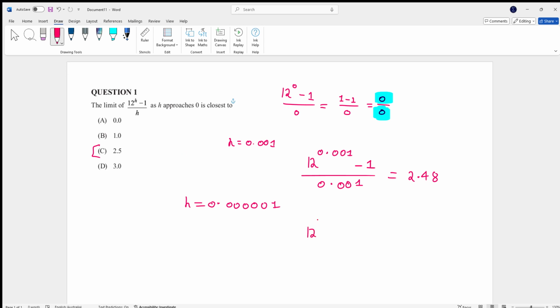So 12 to the power of 0.00001, minus 1, over 0.00001, and then I would see what this number would give as well. If it doesn't give something close to that, then I know I'm roughly around the wrong spot. Here it gives us around 2.48 still, so yes, the correct answer here would be C.